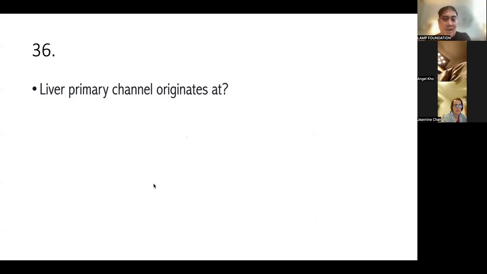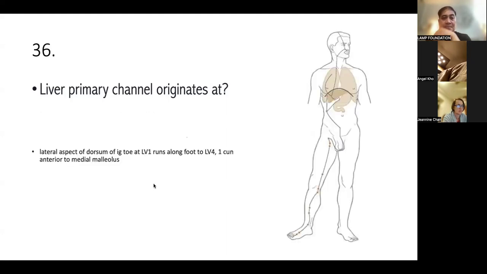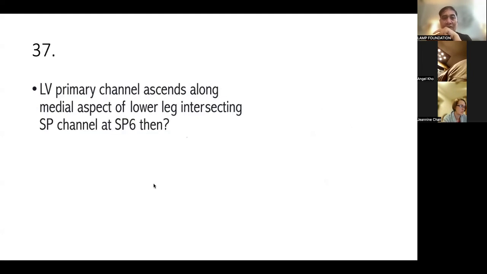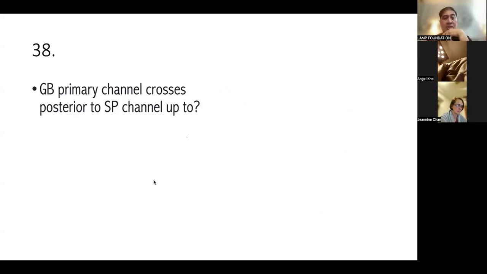The liver primary channel originates at? The lateral aspect of the dorsum of the big toe at liver 1, and it runs along the foot to liver 4. Very good. The liver primary channel ascends along the medial aspect of the lower leg, intersecting the spleen channel at spleen 6. Then what happens? It continues to ascend anterior to the spleen channel to an area 8 cun above the medial malleolus. And what is that area? The spleen channel. The liver primary channel then crosses posterior to the spleen channel, up to the knee and the medial aspect of the thigh.